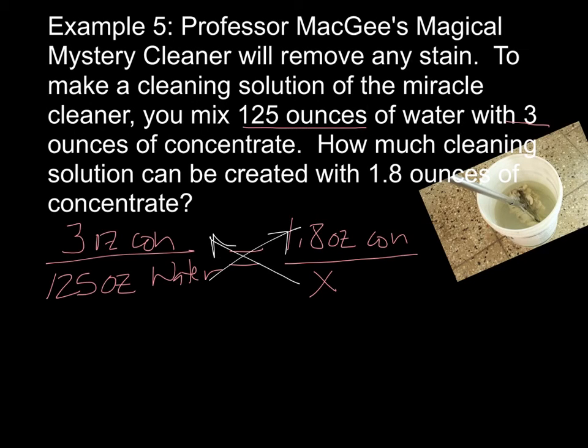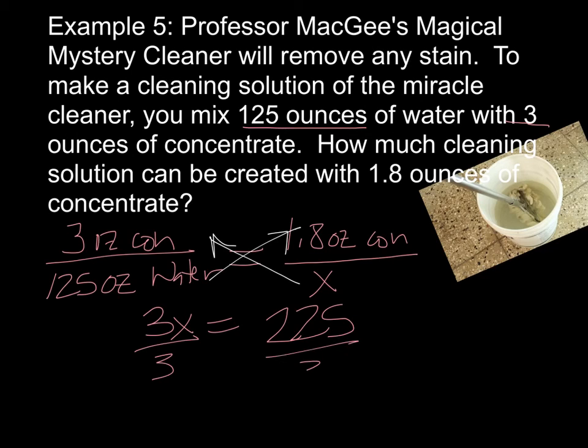We do the cross products, and we get 3x equals 225. We divide each side by 3, and we get x equals 75 ounces of water.